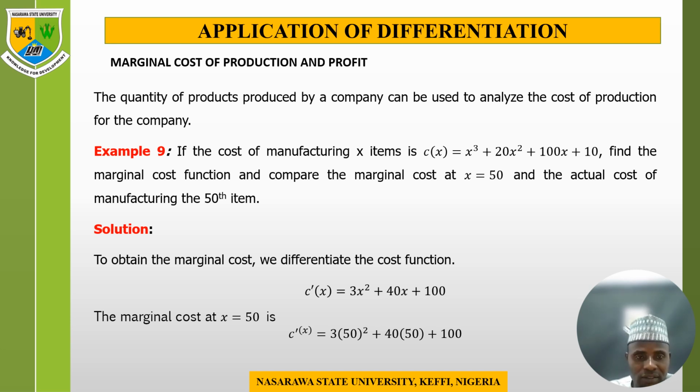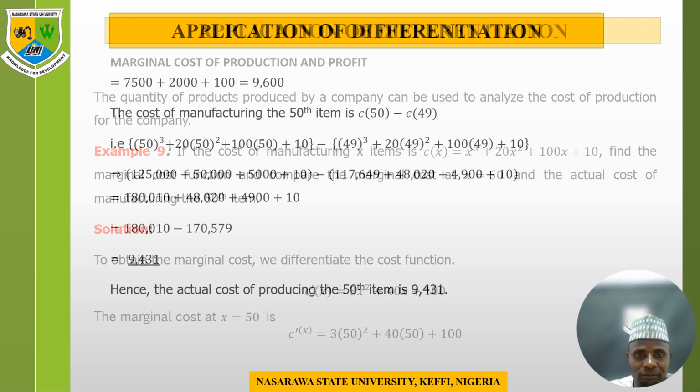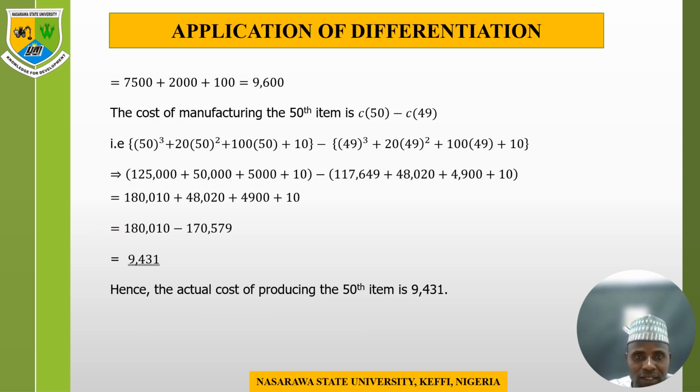To obtain the marginal cost, we differentiate the cost function. That is, given this function, we differentiate it. When we do that, we have this. Then the marginal cost at x = 50: after differentiating, you substitute the value of x, when x is equal to 50, into it and simplify. When you simplify that, it gives us the result 9,600.